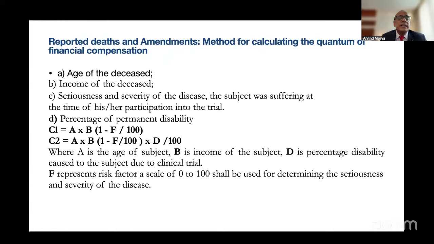So how to assess the financial compensation? This is the formula. For the percentage of permanent disability, C1 is equal to A into B into (1 minus F) by 100. C2 is equal to A into B into (1 minus F) by 100 into D divided by 100. A is the age of the subject, B is the income of the subject, D is the percentage of disability caused to the subject due to the clinical trial, and F represents the risk factor, on a scale of 0 to 100, to assess the severity of the disease.